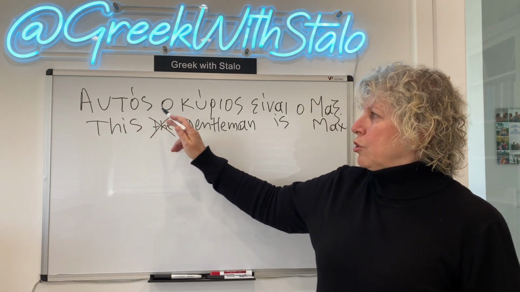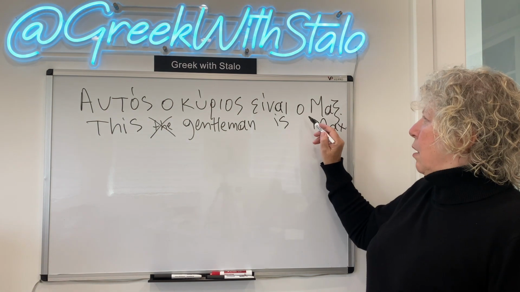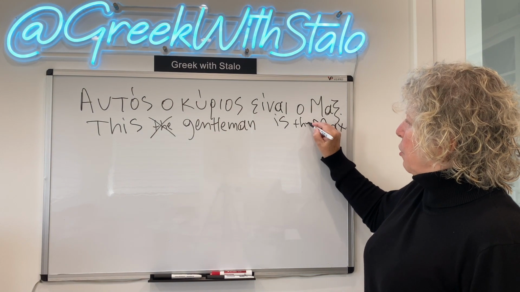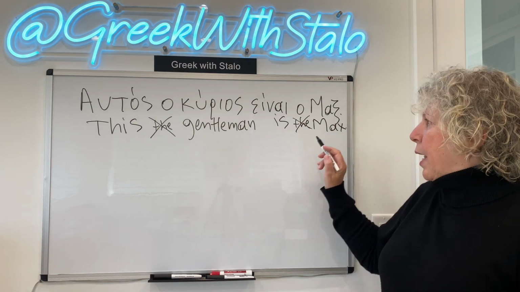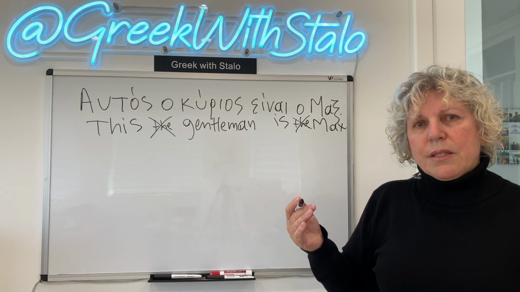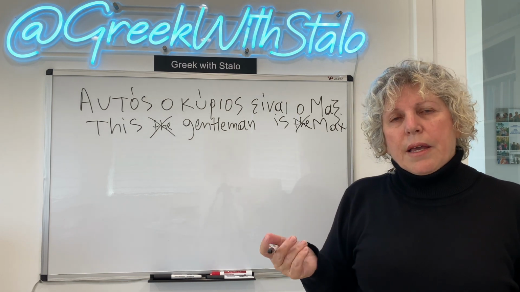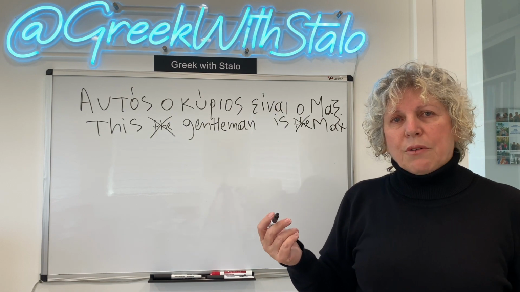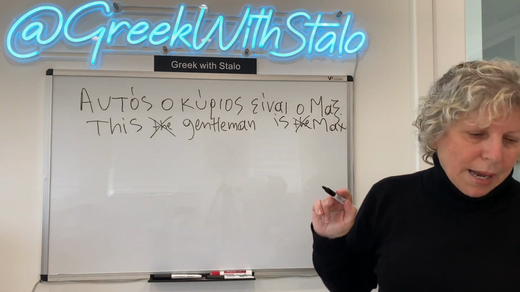So, αυτός ο κύριος, this gentleman, είναι, is, ο Max. Same thing here. We don't use the definite article in English with proper nouns like Max. So we don't say is the Max, but we say is Max. But in Greek, you have to use the definite article with proper nouns, like we learned last time. So this gentleman is Max.